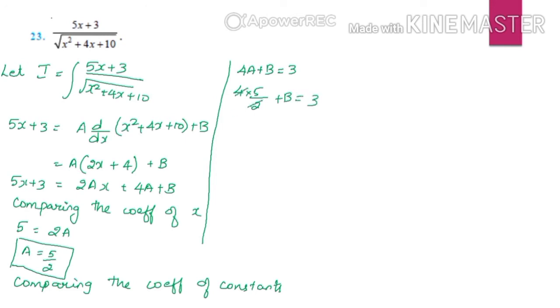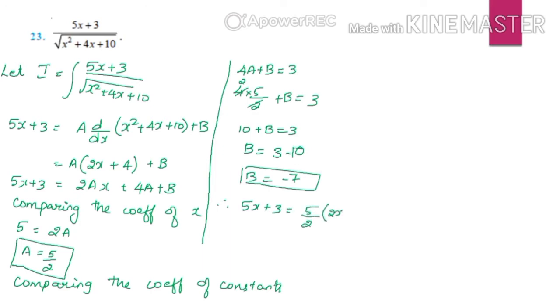So 4 into 5 by 2 plus B equal to 3. 2 into 5 gives us 10, plus B equal to 3. So B is equal to 3 minus 10, which gives us minus 7. So we found the value of A as well as the value of B. We have to substitute in 5x plus 3. So 5x plus 3 is equal to 5 by 2 into (2x plus 4) minus 7.